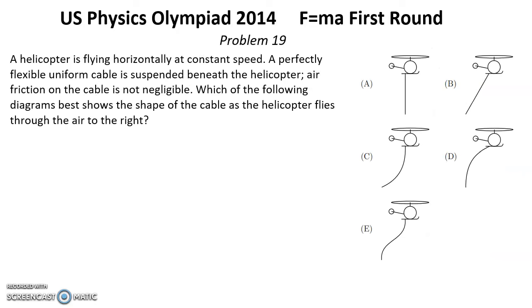Problem number 19. A helicopter is flying horizontally at a constant speed. A perfectly flexible uniform cable is suspended beneath the helicopter. Air friction on the cable is not negligible. Which of the following diagrams best shows the shape of the cable as the helicopter flies through the air to the right?